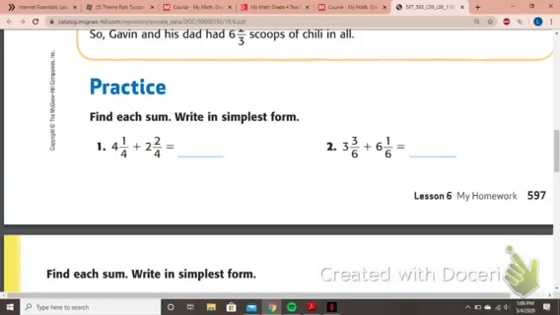if we go back to the worksheet in number 2, 3 and 3/6 plus 6 and 1/6. If you just take the whole numbers and add them together, you're going to get a 9. And if you take the fractions with like denominators and add those together, you get 3/6 plus 1/6, which gives you 4/6. See how quickly we got there? And now, take that and reduce it. Reduce the fraction by dividing by 2.